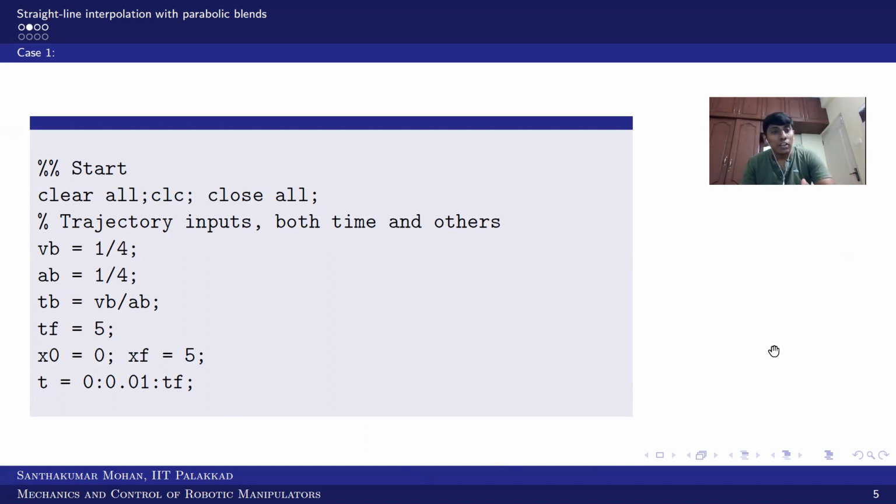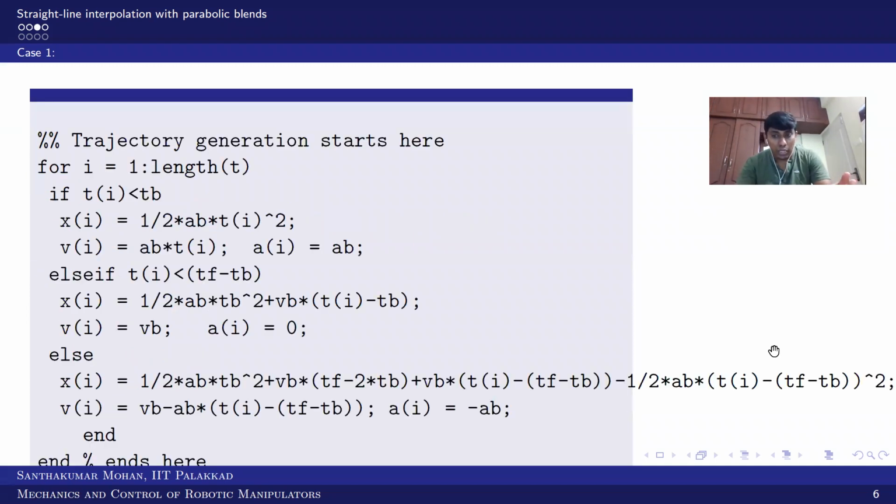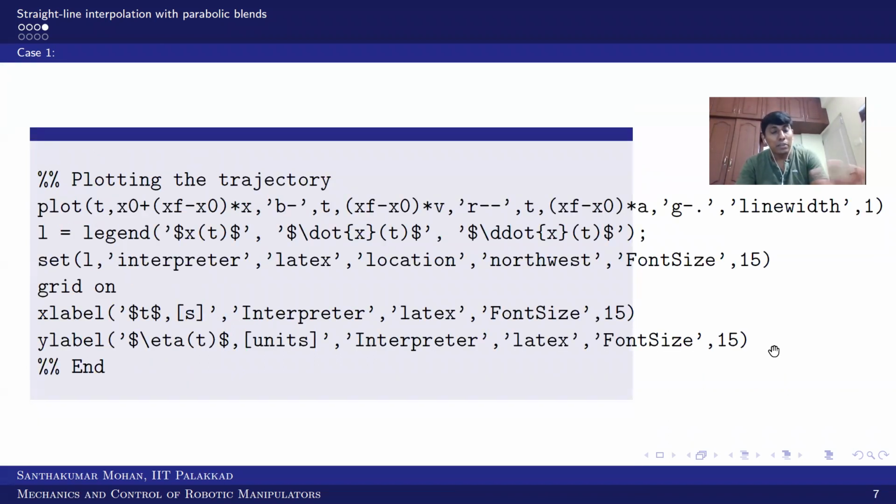So there are three variables: VB, AB and TB. Two of them are supposed to be chosen in such a way that we can fulfill it, right? Here we have assumed that VB is 0.25 meter per second and AB is 0.25 meter per second squared if it is longitudinal, otherwise units per second or units per second square. Based on that, the TB would be obtained, then the TF and other things can be given, and you can write whatever we have written there. Then you can scale up and plot it, right? So this is what we have seen as case one.